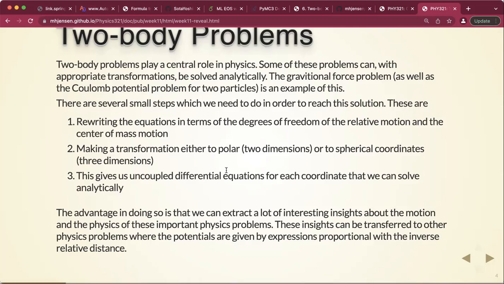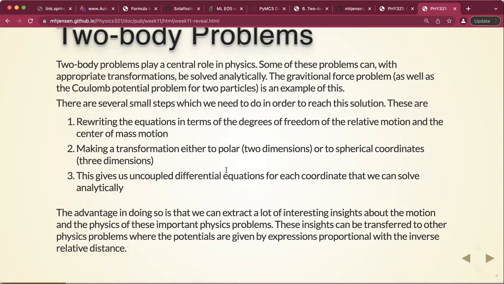And solving two-body problems in general gives us a deep insight about the physics of many systems. It can be nuclear physics, atomic physics, gravitational problems, and many other problems. And the type of problems we are going to look at can easily be transferred to electromagnetism and a system like two electrons which interact via the Coulomb potential, the Coulomb force. So we are going to go through some technical, exciting steps.